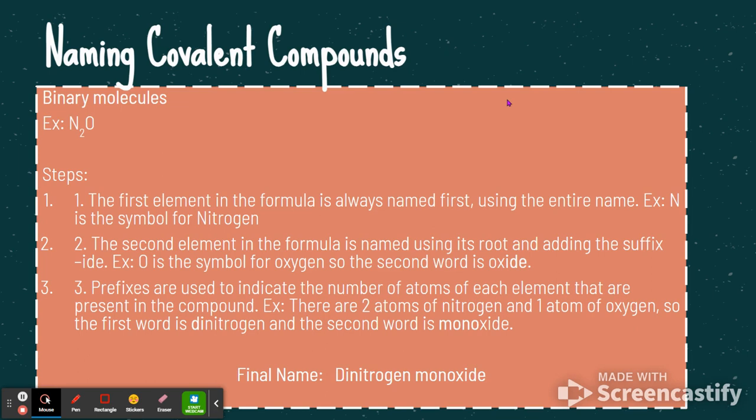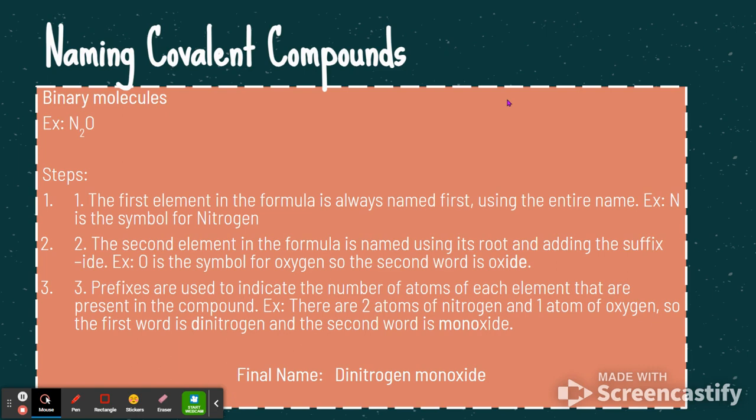So we have our steps that we're going to go through here. Step number 1, and we're using N2O as our compound for an example. So number 1, the first element in our formula is named first. So whatever you see first is what you're going to write first. We're going to use its whole name. We're going to pick nitrogen as our example here, as our very first one there. And so we just give it its full name.